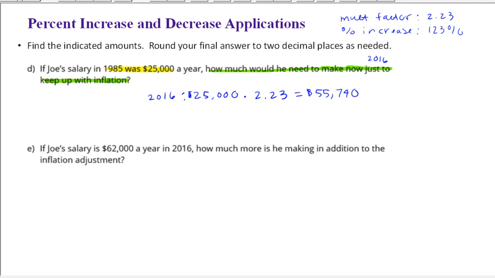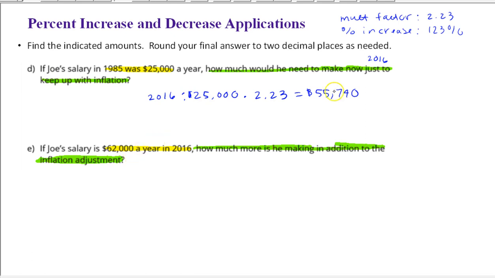Let's look at one more. If Joe's salary is $62,000 a year in 2016, how much more is he making in addition to the inflation adjustment? Okay. So you'll find when you get a full-time job, or if you already have one, that they usually give you a cost of living increase every year, but then hopefully you also get raises. The more time you spend there, the more valuable, and you get additional raises.